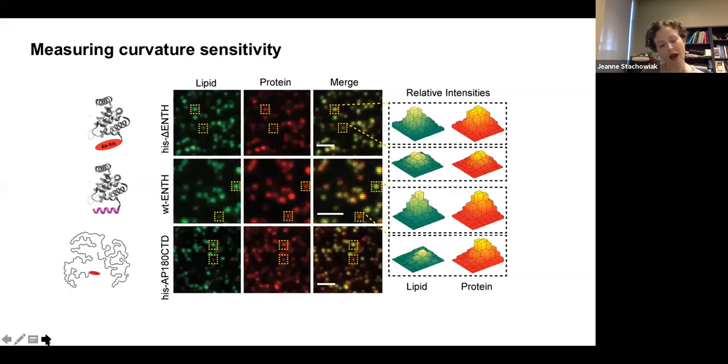So then if we apply one of our disordered domains, so this is the disordered portion of another adapter protein in the clathrin pathway called AP180. And you can see again here, when you merge the two images, you get this heterogeneity in the coloration that tells you that the protein to lipid ratio is not the same on all the vesicles.